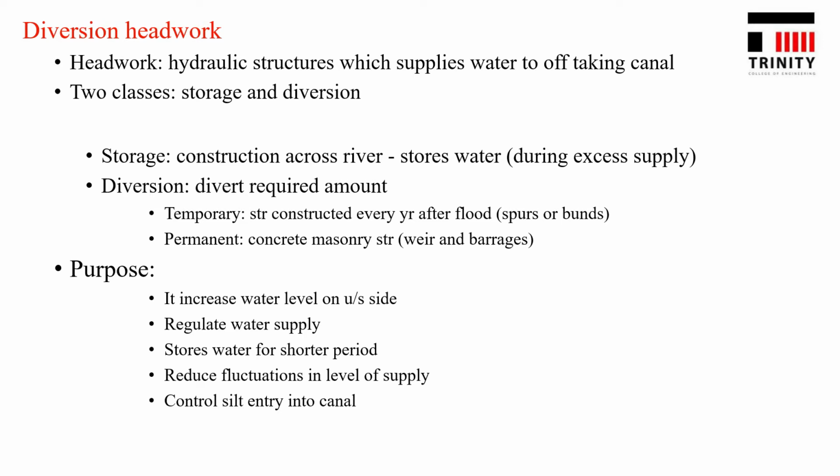Now, what is a diversion? Diversion is required for the diversion of the water for the required supply. It can be temporary or permanent. Temporary structures are constructed every year after flood, like bunds or spurs. What is a permanent diversion headworks? It is a concrete masonry structure constructed as a weir or a barrage, which is permanent. That is, in a perennial canal, we construct the permanent diversion headworks.